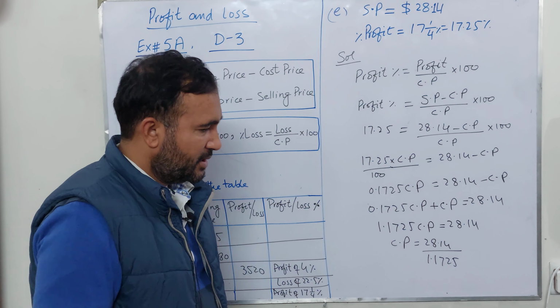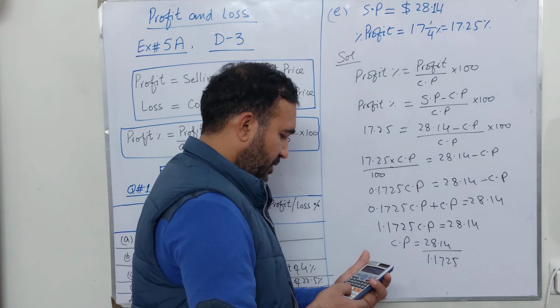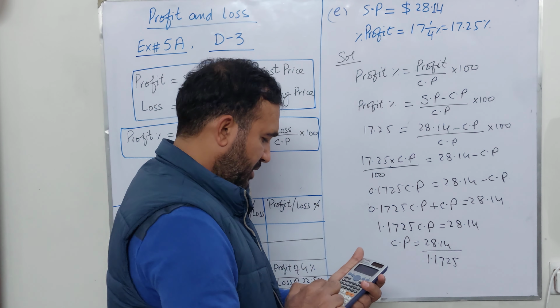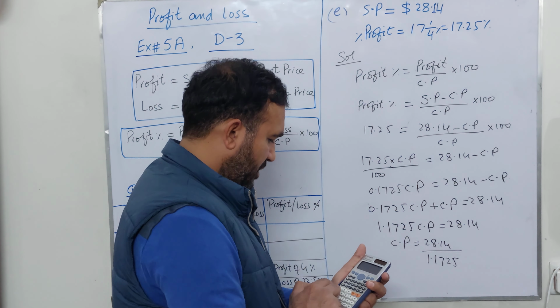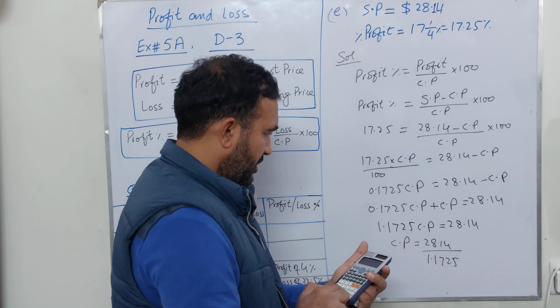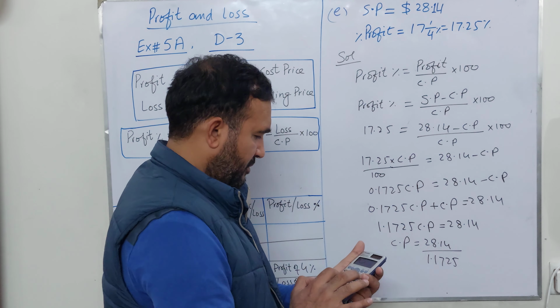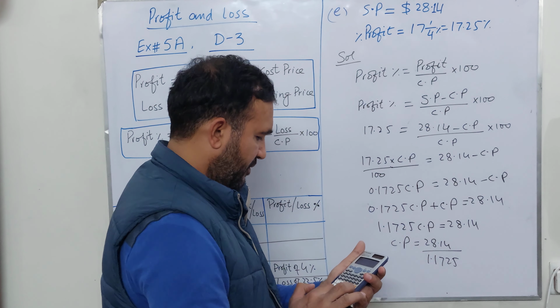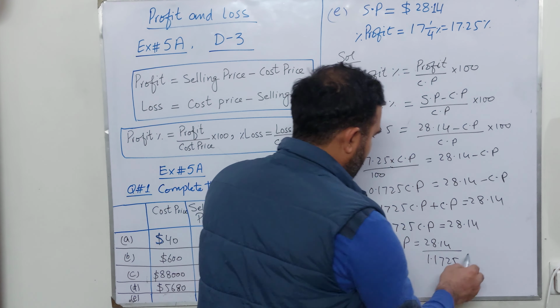Okay, so let's divide this number. So we will get 28.14 divided by 1.1725, sorry, 1.1725, that is equal to 24. So the cost price is $24.